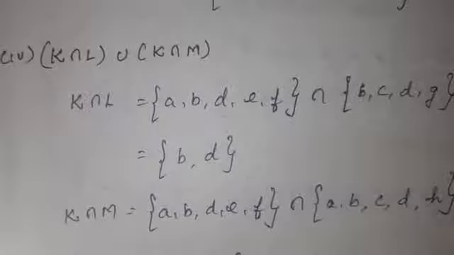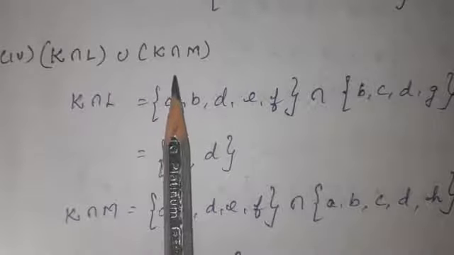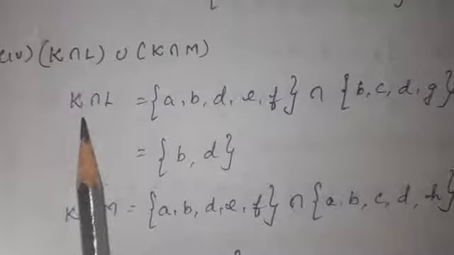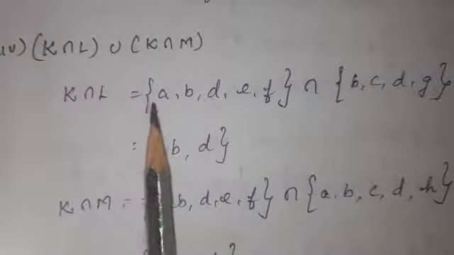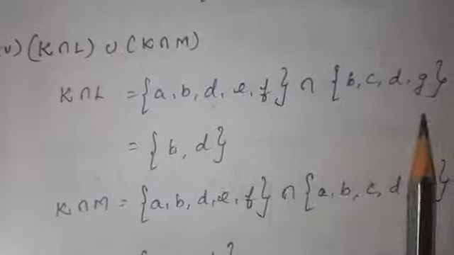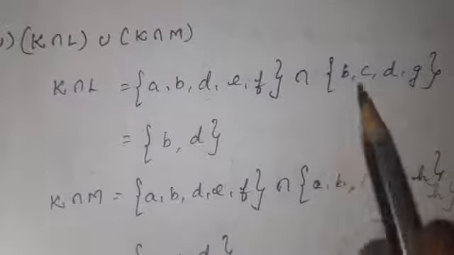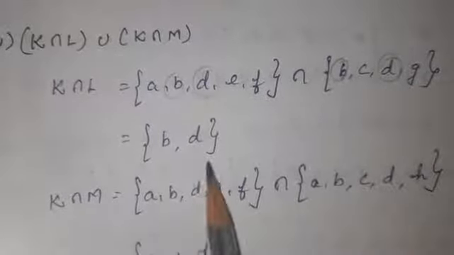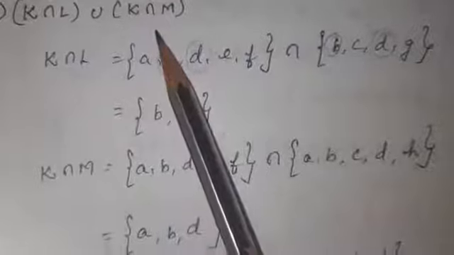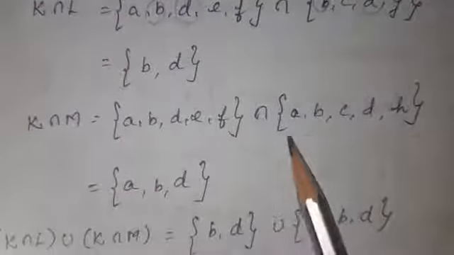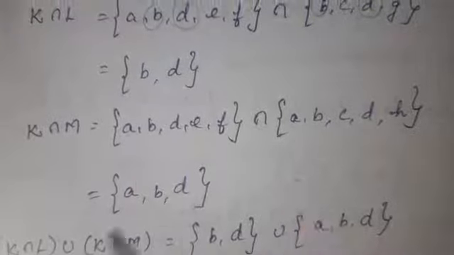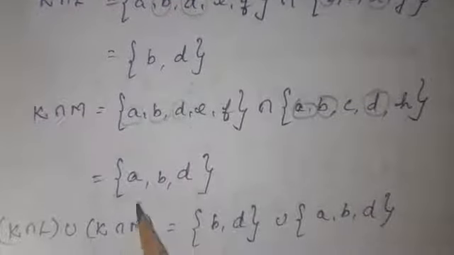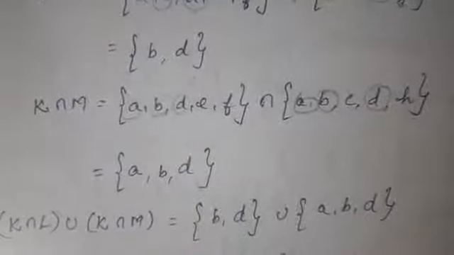Fourth question. (K intersection L) union (K intersection M). Inside the bracket, first you should find that one. K intersection L is equal to K set intersection L set. For both you should take intersection. Intersection is common elements: B, next one is D. So B, D. Next you should find K intersection M is equal to K set intersection M set. Here what are the common elements? A. Next one B, then D. A, B, D.